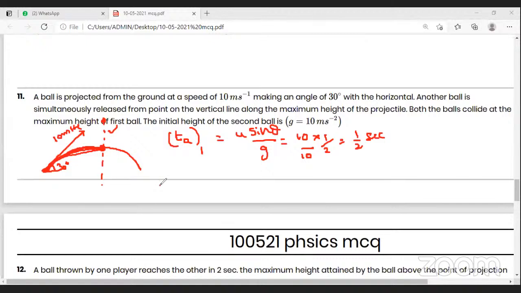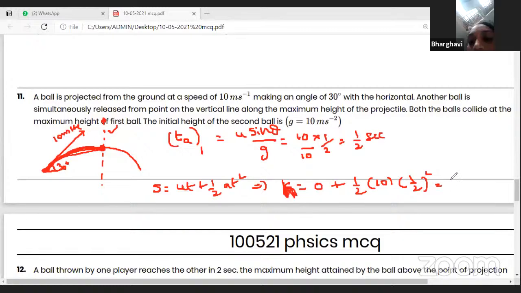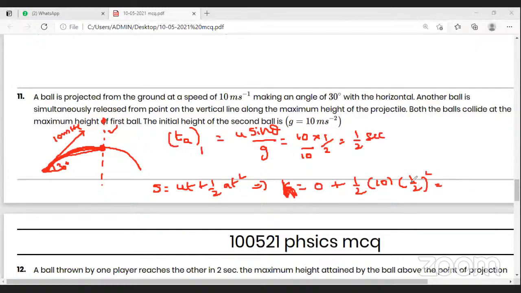What is the height traveled within half second? You can simply write S equals ut plus half at square. S means the height that it travels. U means 0, since initially it was just released, so 0 plus half into acceleration 10 and time is half second, half whole square. Then it will be 10 into 1 by 4 into 1 by 2, 10 by 8. 10 by 8 will be how much? 1.25, I think.